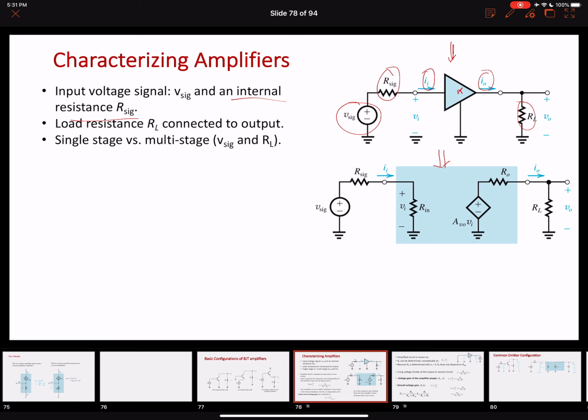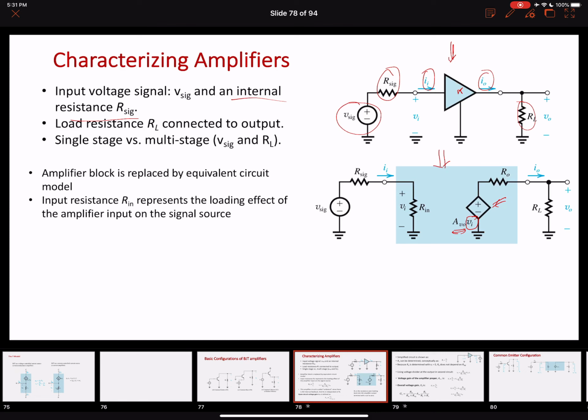If we look inside this triangle over here, this is what we are going to see. What we have here is a voltage controlled voltage source, controlled by Vi with an open loop gain. So we can expand this amplifier into this following circuit as well. Now what we are going to do is solve the circuit. All right, we discussed that earlier as well.